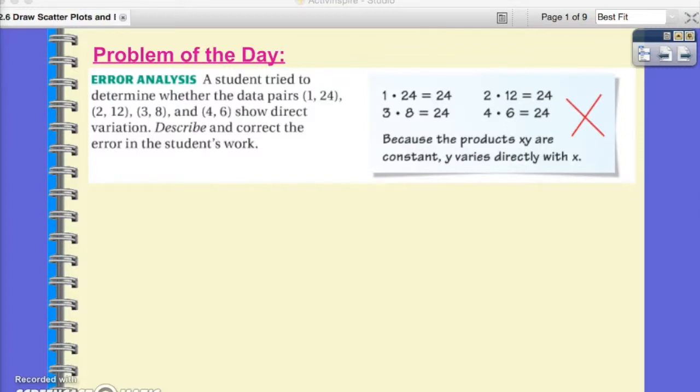So here's the problem of the day for lesson 2.6. Read it and answer it.